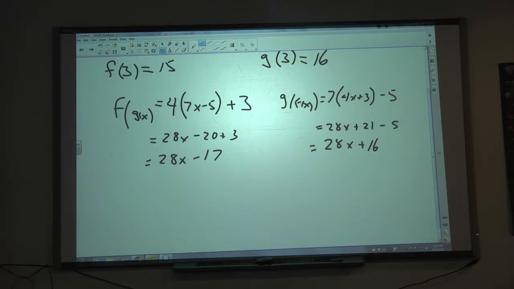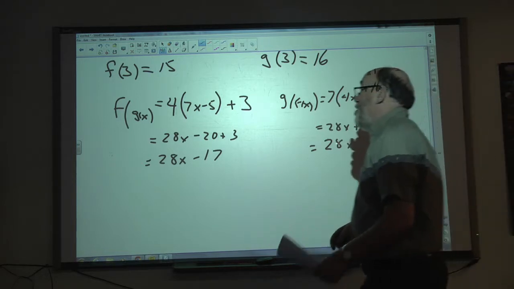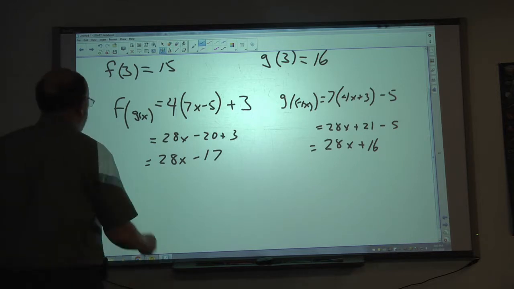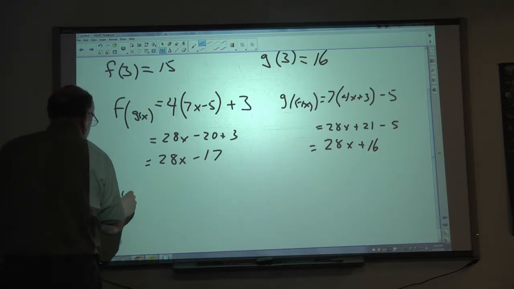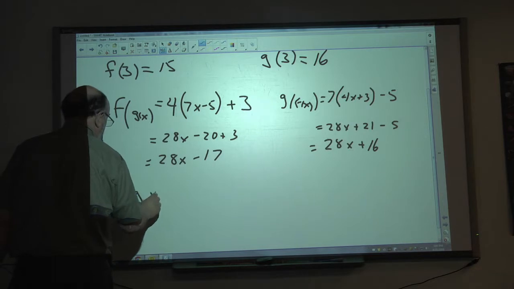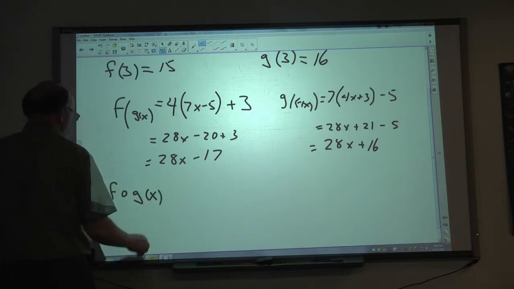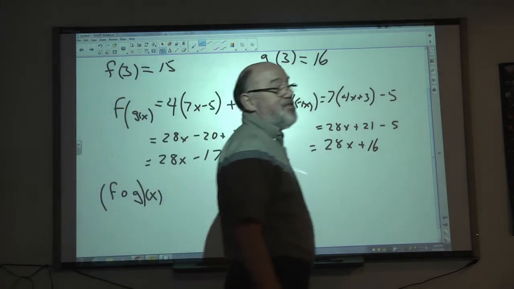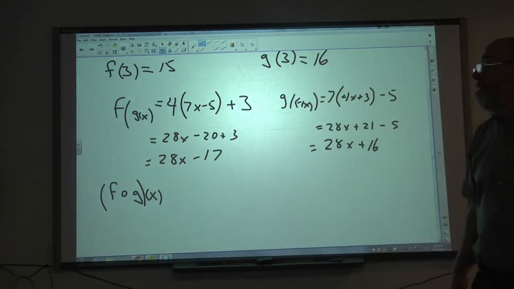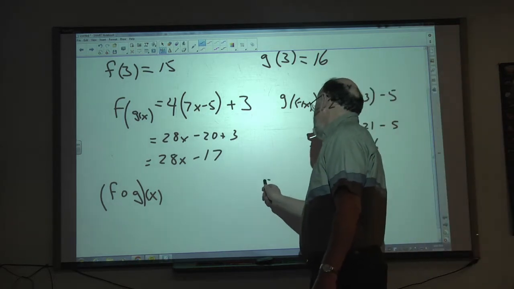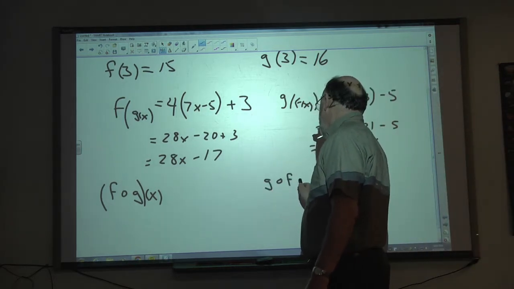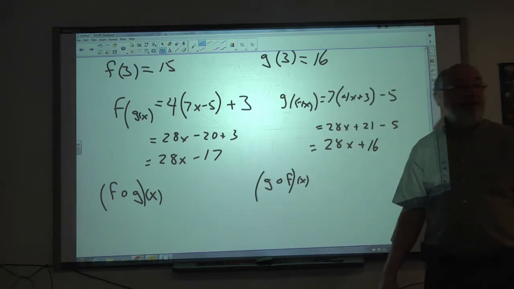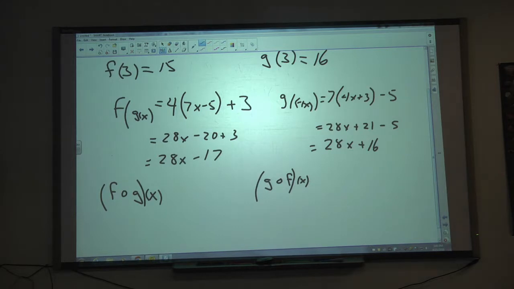So in terms of notation, f of g of x becomes f circle g, which we read as fog. And then g of f of x becomes g circle f, golf. We got fog and we got golf.